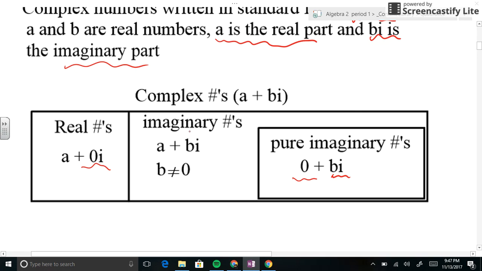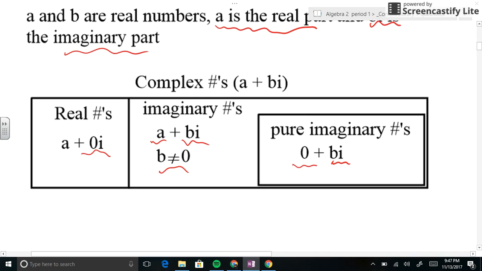Imaginaries, or complex numbers, have a real part and an imaginary part, where the imaginary part must exist, so b cannot be 0. So those are your imaginary numbers. All together, these are the complex number system.